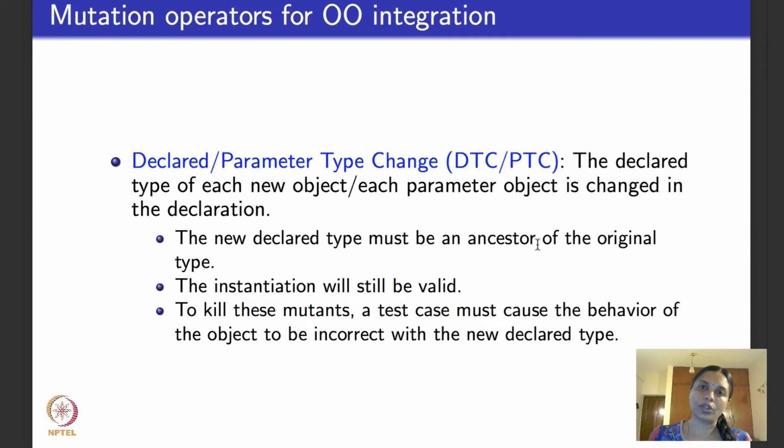So the next operator in our long list is what is called declared or parameter type change. This one slide actually contains two mutation operators. Both the mutation operators are about changing a type. One changes the type of a declared type, one changes the type of a parameter. So the declared type of each new object or each parameter object type is changed in the declaration. So what will happen? The new declared type must be an ancestor of the original type and the instantiation will still be valid because that's how we do it. To kill such mutants where the declared type of an object or the parameter is changed, what should a test case do? It must cause the behavior of an object to be incorrect with reference to the new change that I have made to the type.